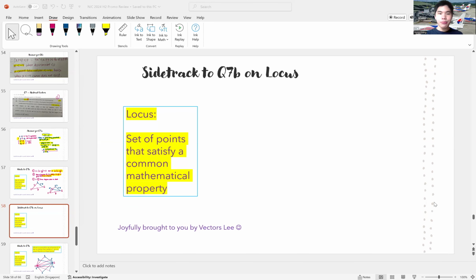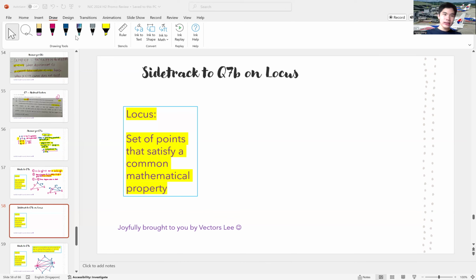Now, when I say a set of points, it obviously means that there is more than one point. And sometimes these points can even be an infinite number of points. And then it says satisfy a common mathematical property. So when we are dealing with locus, ask yourself, what is the common mathematical property that is satisfied? Because it will be written in the question for you. Okay, let me give you an example now.